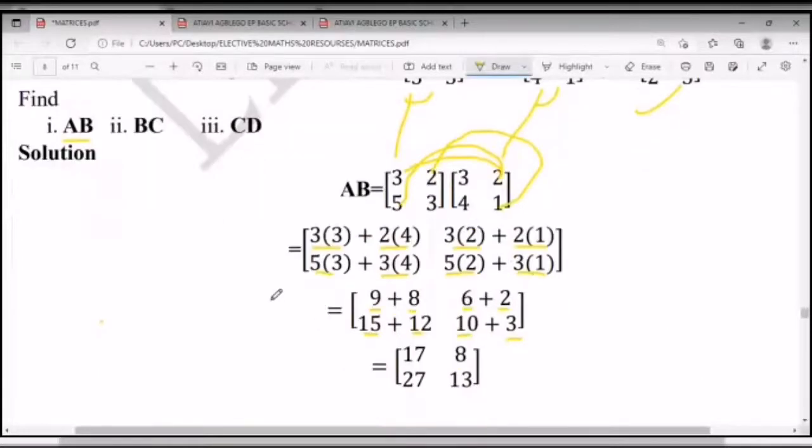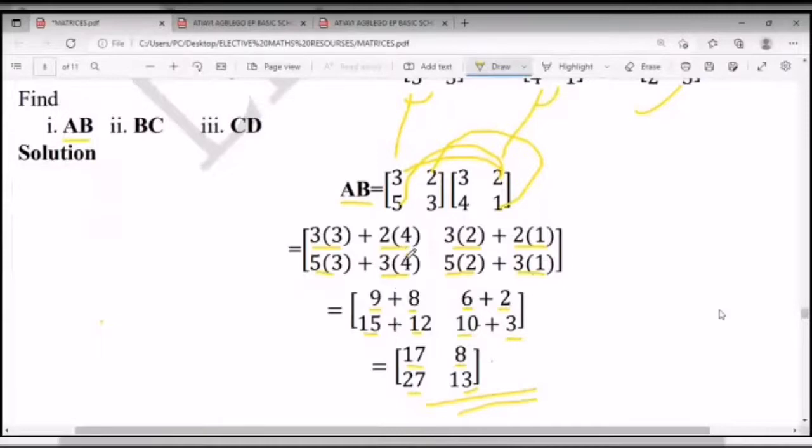So let's add. 9 plus 8 is 17. 15 plus 12 is 27. 6 plus 2 is 8. 10 plus 3 is 13. So this is the answer for the product of matrix A and B.